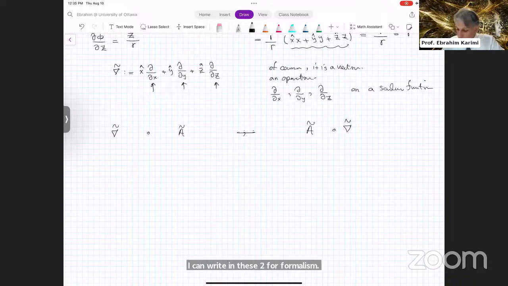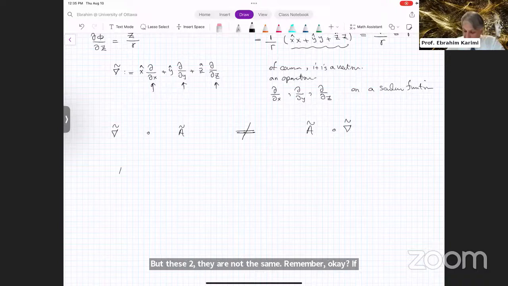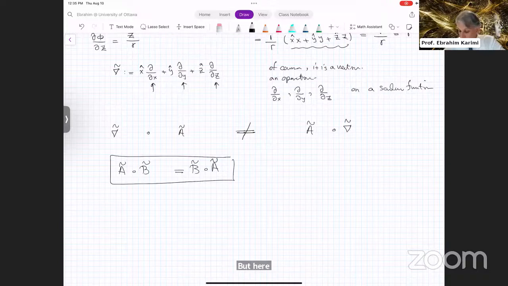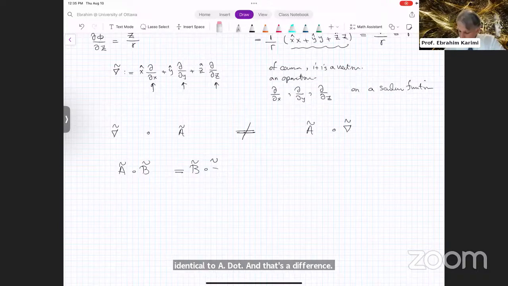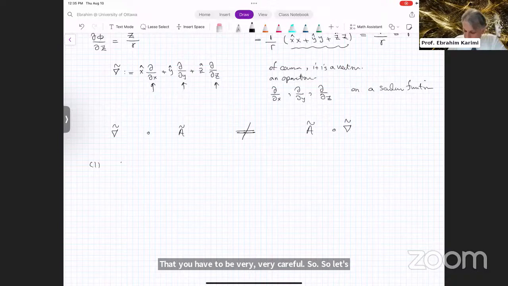But these two are not the same. Remember, if you recall, we said that A dot B is equal to B dot A. But here, note that del dot A is not identical to A dot del. And that's a difference you have to be very, very careful about. So let's look at the first version, which is the divergence of A. What does it mean, divergence of A?